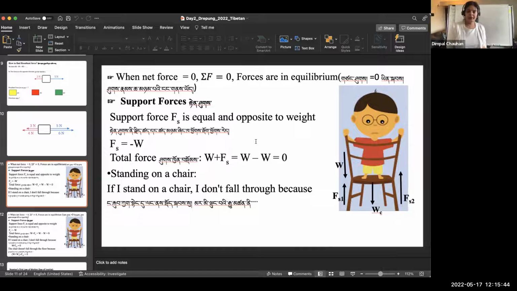So now we have seen many examples and you know how to calculate the resultant or the net force. There is one condition: when the net force is 0, then the forces are in equilibrium.